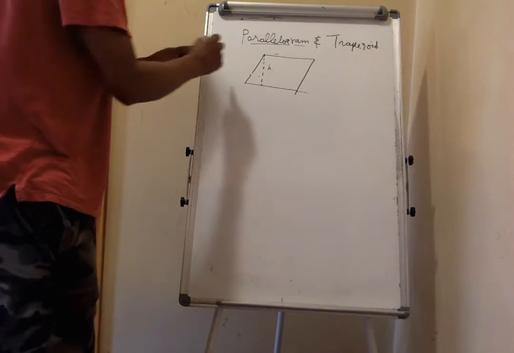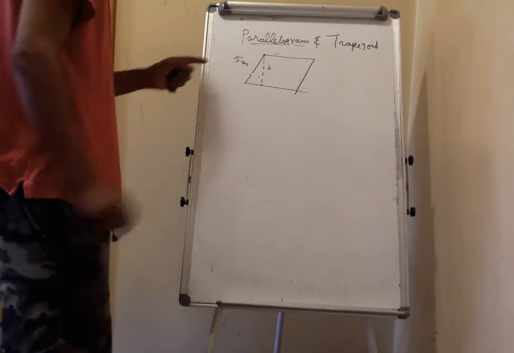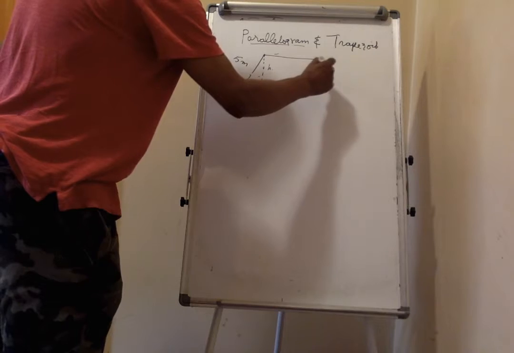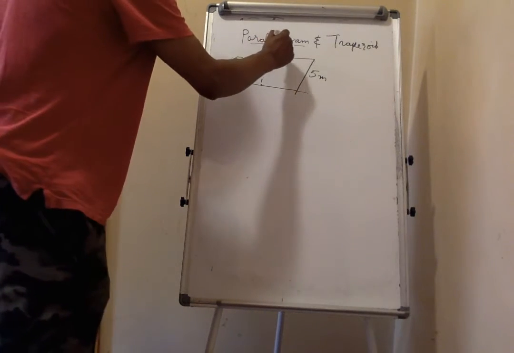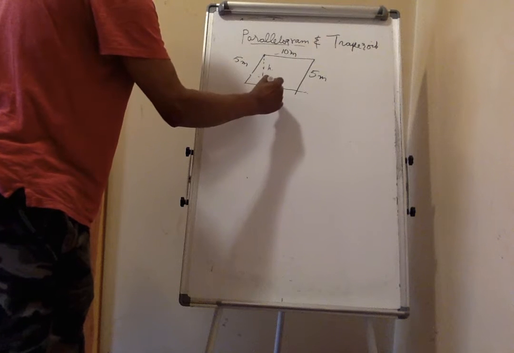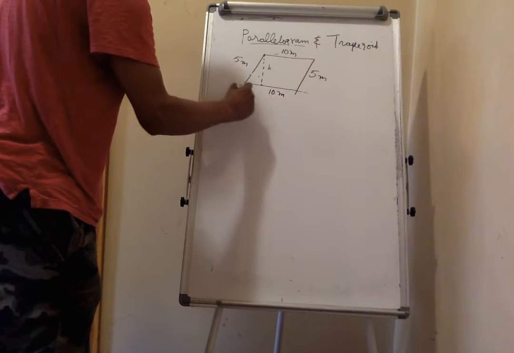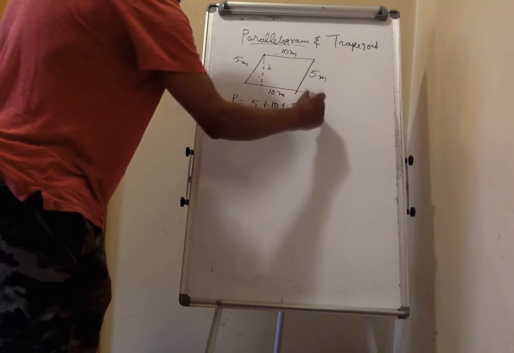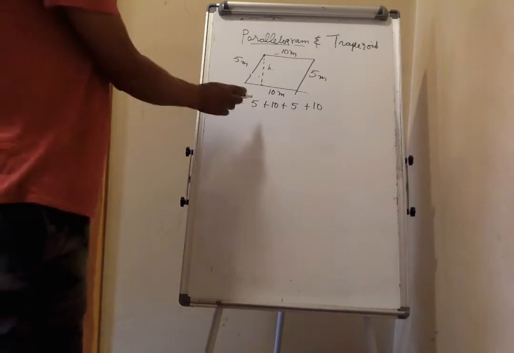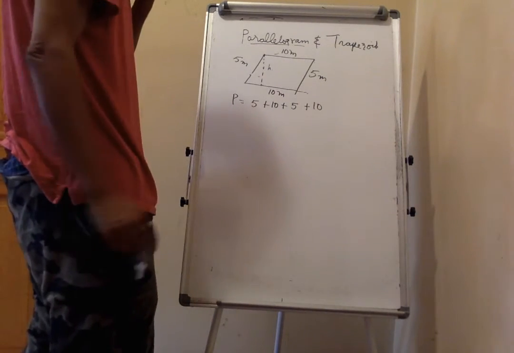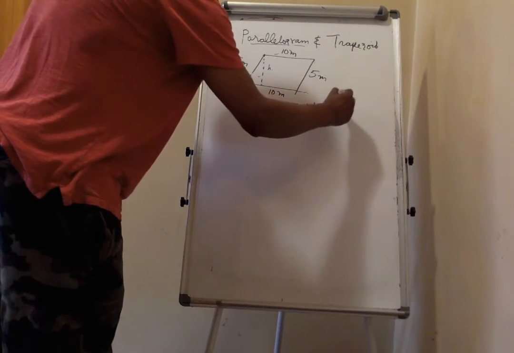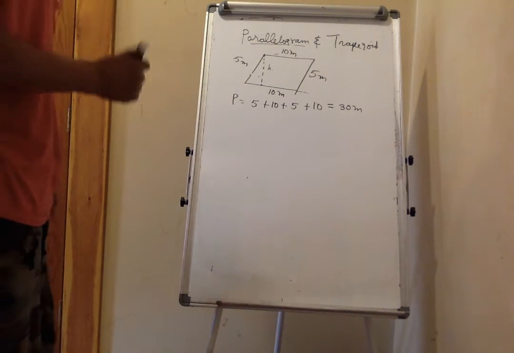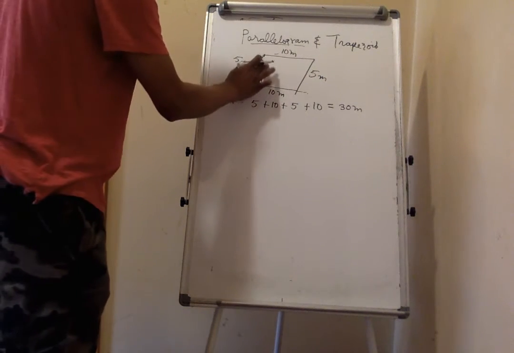So let's say this is 5 meters. If this is 5 meters in a parallelogram, in the same way as a rectangle, this is also 5 meters. If this is 10 meters, this is also 10 meters. So the perimeter would be 5 plus 10 plus 5 plus 10. And then add it. 5 plus 10 is 15, 15 plus 5 is 20, 20 plus 10 is 30, so it is 30 meters.